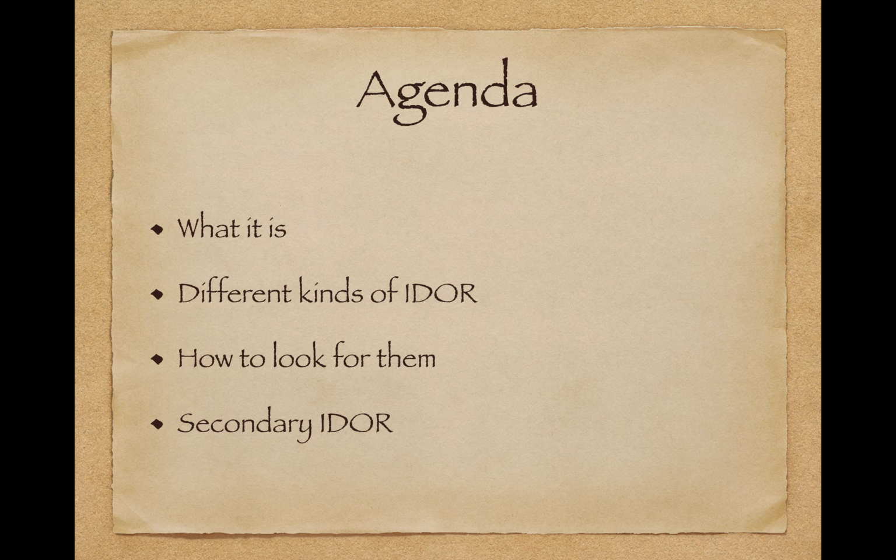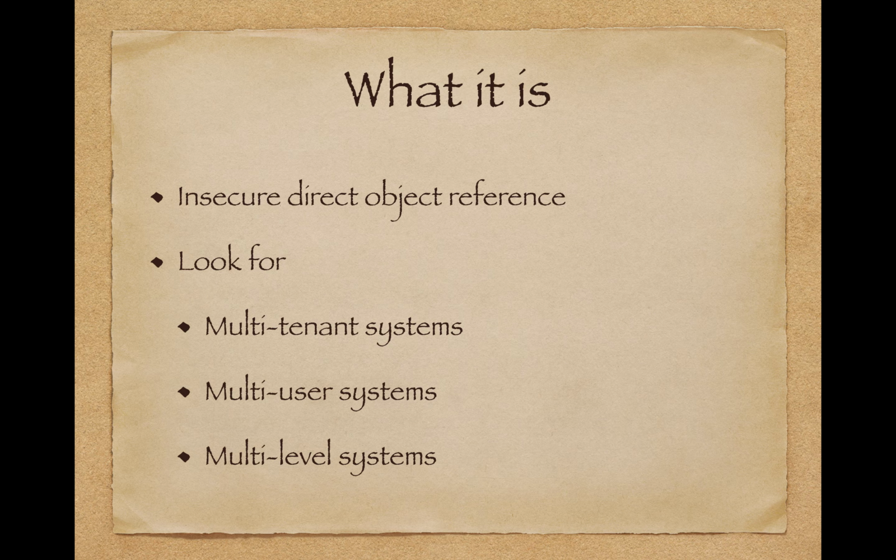There are many different types. I'll be explaining a few of them, definitely not all of them. I'll be explaining how you can look for them, and secondary insecure direct object reference, what that is, how you can find it, and again, hopefully I'll be able to bring you guys some new insights into bug bounty hunting. So let's start with what it is first.